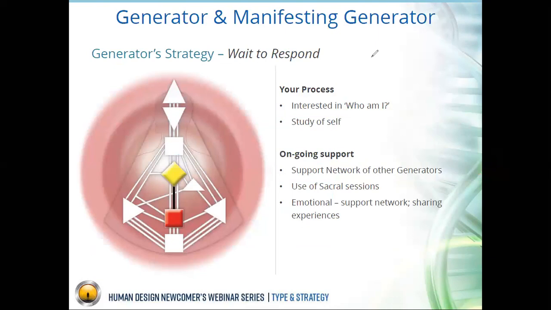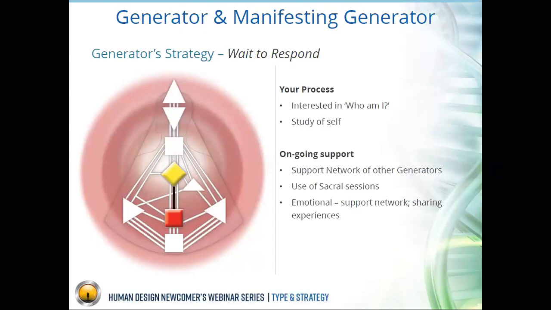So the generator's strategy: wait to respond. Live a life of response. Align with your aura, let it pull everything to you, and then listen to your sacral. Yes or no response. So our process is getting to know who we are. Who am I? There are very many ways to do that in human design. You can get a reading, you can listen to videos, you can read books, you can talk to other generators, you can enroll in a class. It has been transformational for me to get to know who I really am. And it has changed my life.